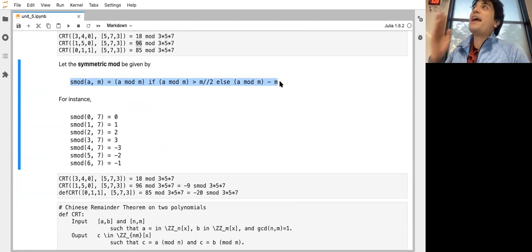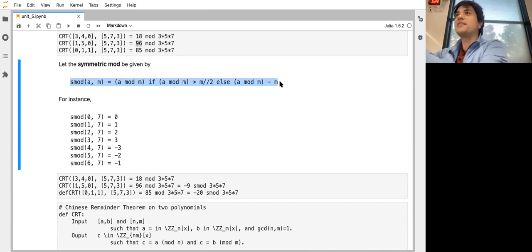If I have mod 7, that residue class, I get the numbers 0, 1, 2, 3, 4, 5, and 6. Well, that's one representation. I could also do it another way, where mod 7, I get the numbers minus 3, minus 2, minus 1, 0, 1, 2, 3. It's called the symmetric mod because you get 0 and then an equivalent amount of numbers greater than 0 and an equivalent amount of numbers less than 0. So this isn't actually that hard to create. If you just have your regular mod, you just have to shift by half the length of the thing you're modding out by when you're greater than half the length.